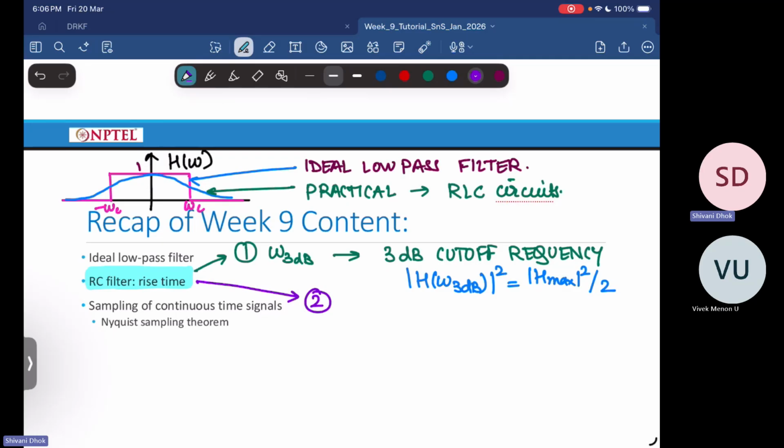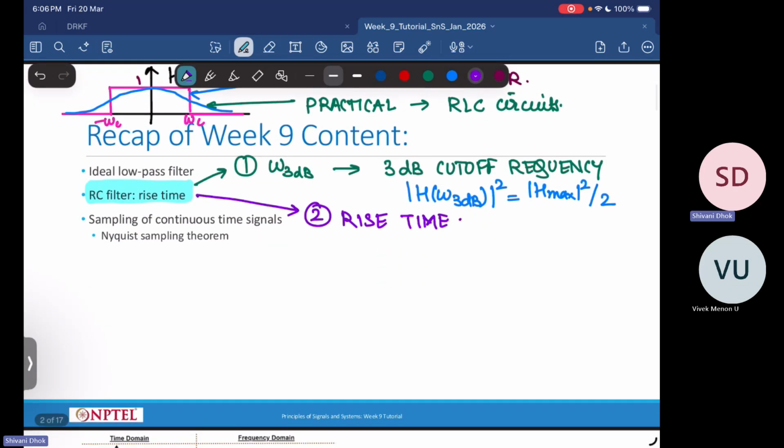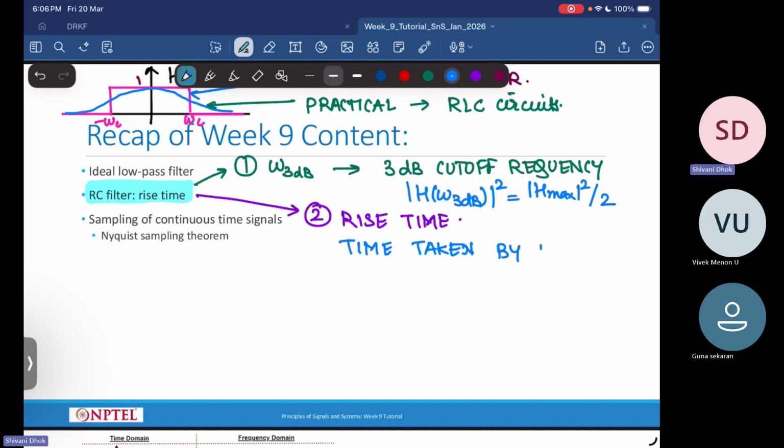The other thing that we looked at specifically in this particular week was something known as the rise time. What do you mean by rise time? Rise time is the time taken by the output to increase from 10% to 90% of the final value.